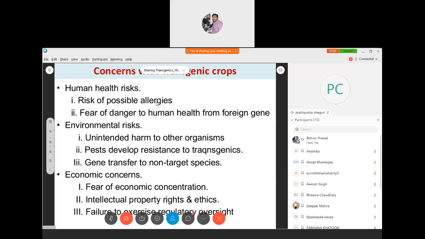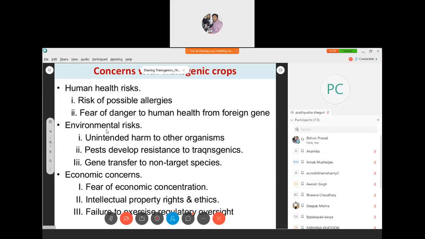So these two fears are not genuine, and we can say that transgenic plants may not have human health risk, because they pass through the different regulatory authorities. Once it is sure that it doesn't have any allergen and it doesn't have any human health issues, only then it must be released for general cultivation.